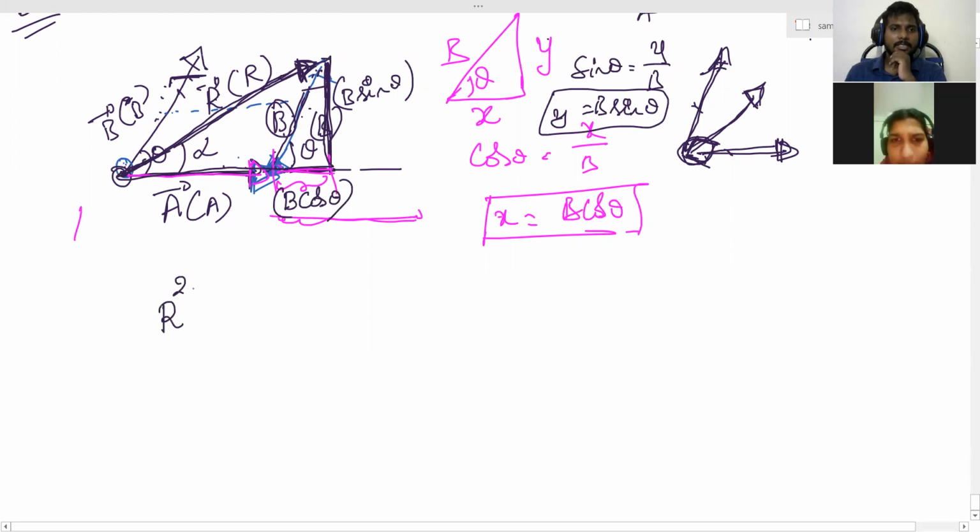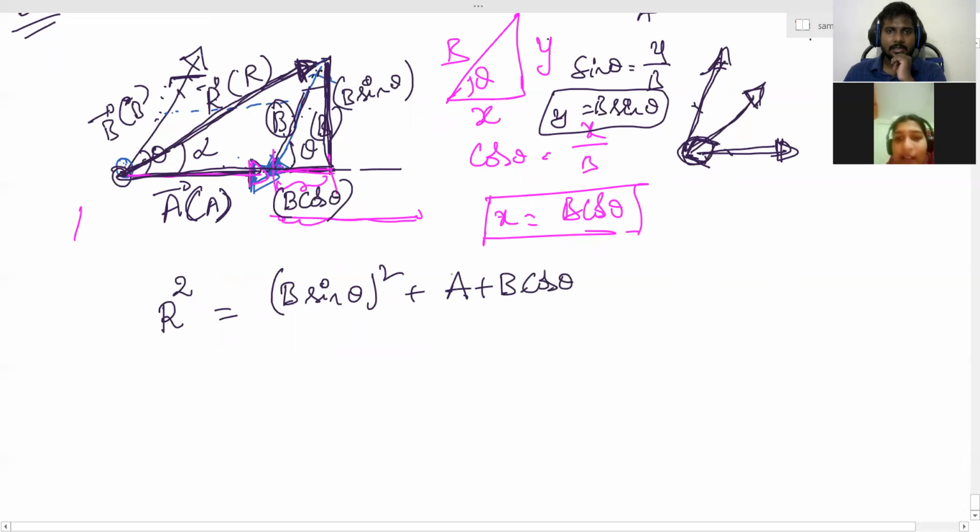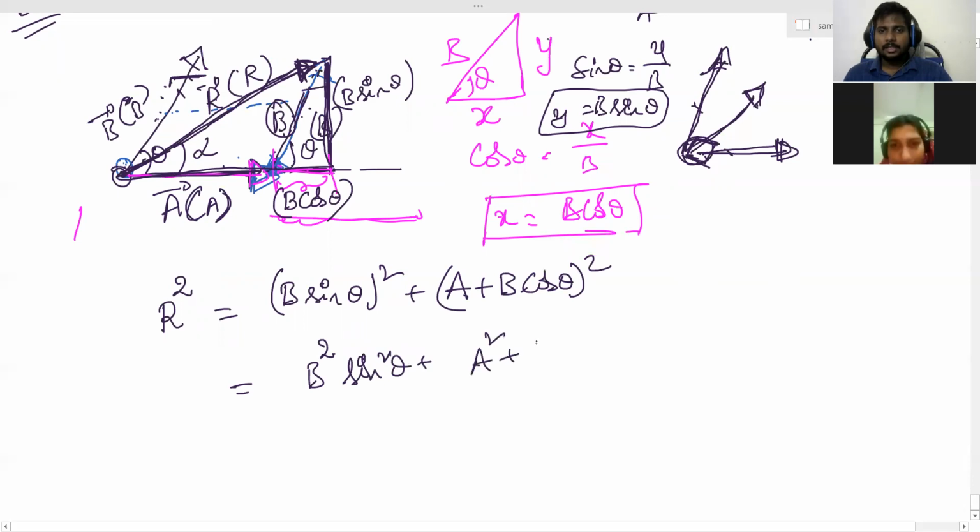From this right angle triangle, what can I write? R is the hypotenuse, right? R square is equal to B sin theta whole square plus, this length is A, the magnitude of A, plus B cos theta, the whole square. Now you simplify this. B square sin square theta plus A square plus B square cos square theta plus 2AB cos theta. Got it?